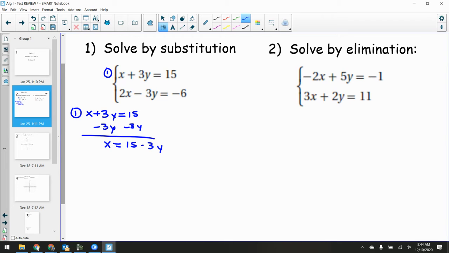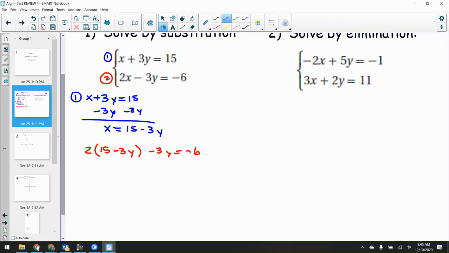But anyway, equation 2 was 2x minus 3y is negative 6. So I am going to replace the x with 15 minus 3y. Do we see that? All I did was remove x out of the bottom equation, and in its place, I put in what we solved for. We solved for x. We got it to be 15 minus 3y. We plug it in. And now we solve.